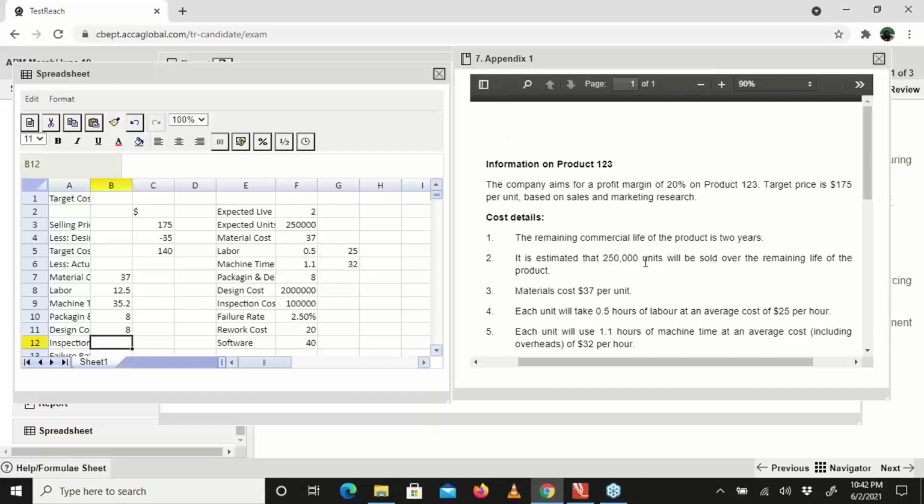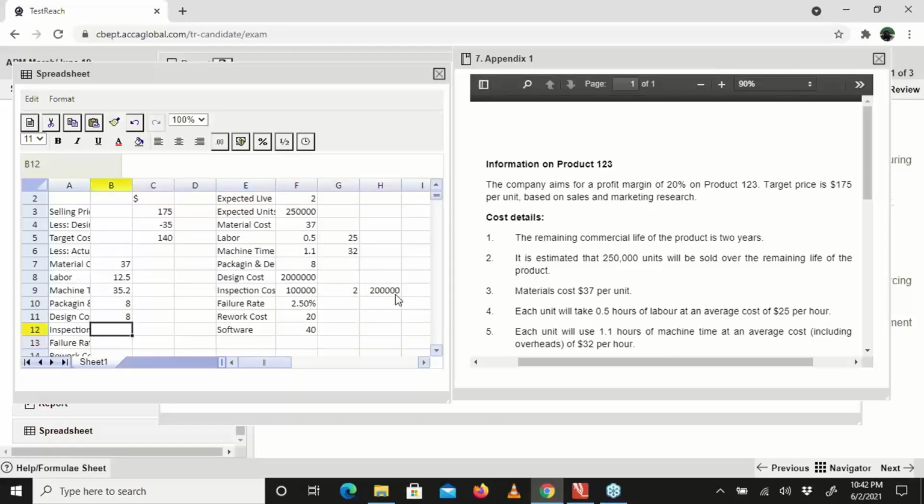What will be sold over the remaining life of the product? The life was 2 years. So I'm assuming that if the life is 2 years, this is going to be twice. So hence this is going to be this into 200,000. So I could say the inspection cost is 200,000 divided by the expected number of units, which gives you 0.8.